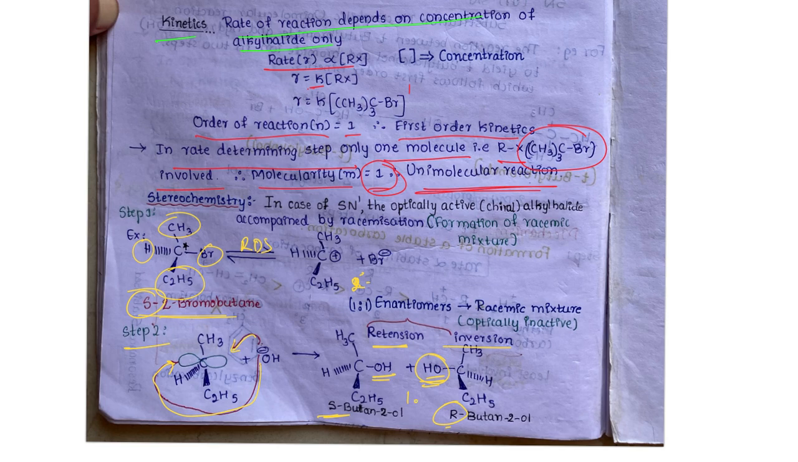Therefore, keep in mind, if it is a 1:1 ratio, 50% S configuration and 50% R configuration forming, then only that is called a racemic mixture. In case unequal percentages form, that is not a racemic mixture. So a racemic mixture is generally optically inactive.